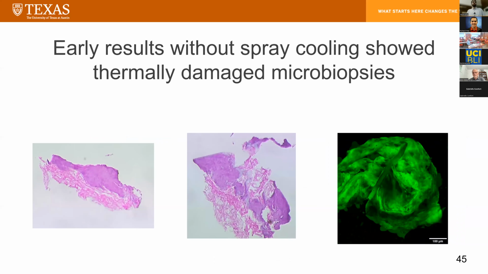So in our early results, we did some H&E staining of our samples, as well as some fluorescence microscopy. And our samples were very thermally damaged. You can see here, these are from porcine skin. You can see the epidermis layer and the dermis. However, all the cells are thermally damaged, so you can't see the different cellular features such as the nuclei. And so we knew we needed to come up with a method to solve this, to reduce the thermal damage.